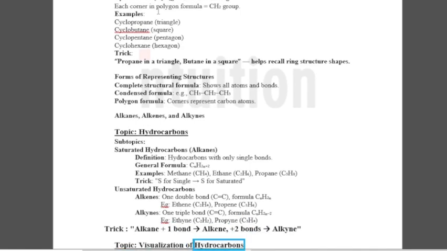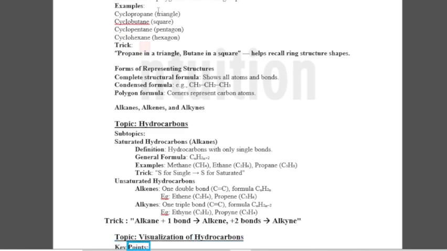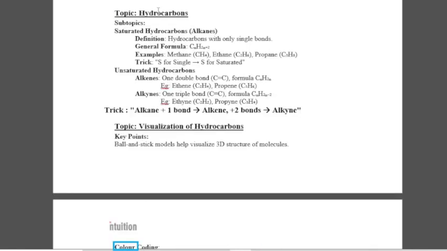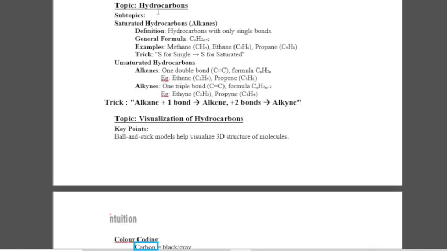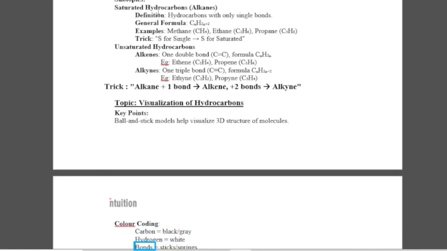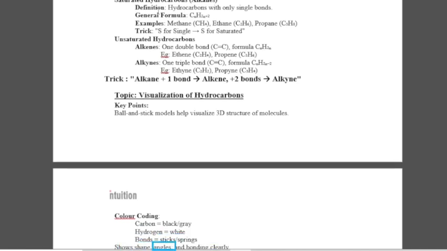Visualization of hydrocarbons. Key points. Ball and stick models help visualize the 3D structure of molecules. Color coding: carbon is black or gray, hydrogen is white. Bonds are sticks or springs, which show shape, angles, and bonding clearly.